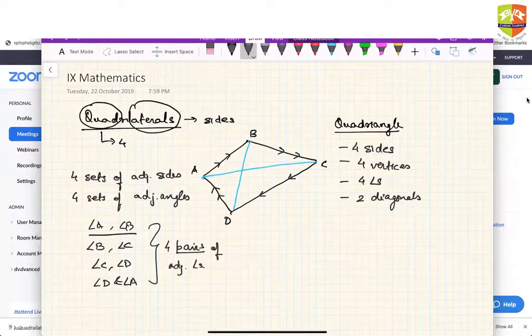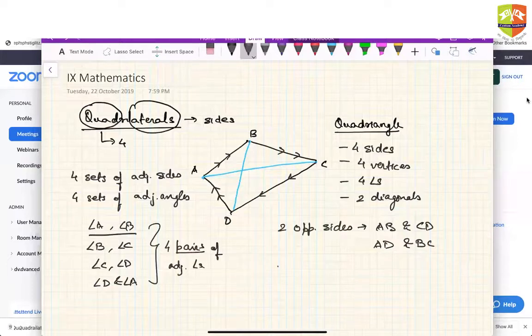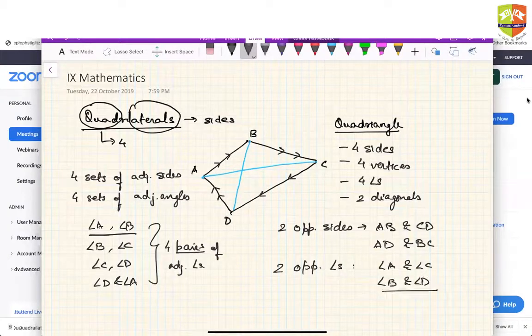This is the information about a quadrilateral. Apart from that, there are opposite sides. What are the opposite sides? Here, clearly, it is AB and CD, and the other one, AD and BC. There are two pairs of opposite sides. Similarly, two pairs of opposite angles: angle A and angle C, and angle B and angle D. These are the vital information about the quadrilateral.